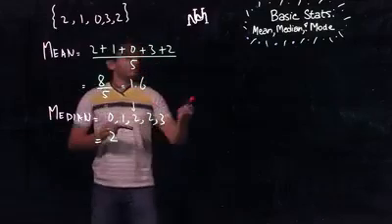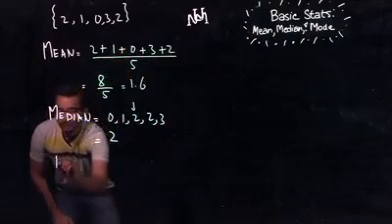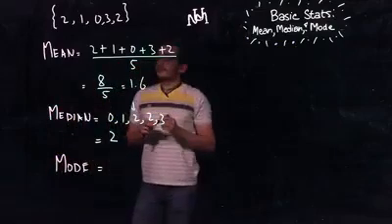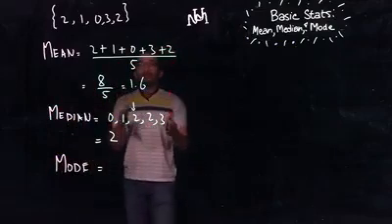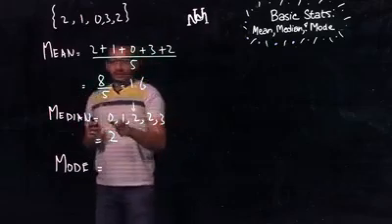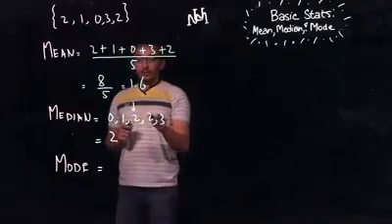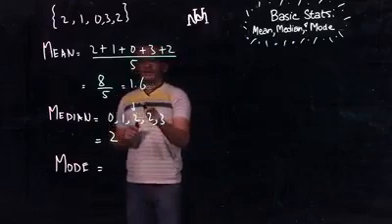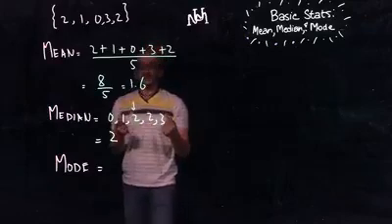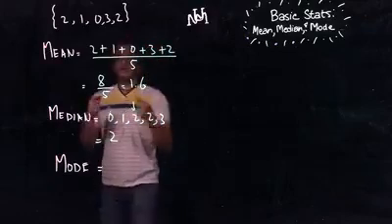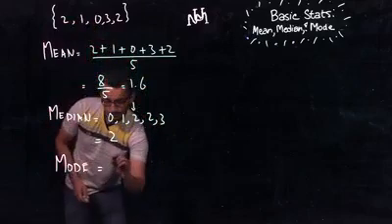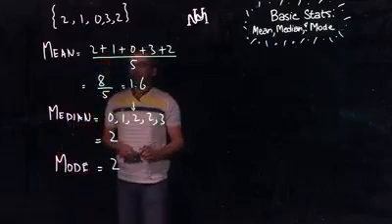The next thing that we have to do is calculate the mode. Mode is the most repeated number in a given sample. If you look at our sample, we have 0, 1, 2, 2, and 3. All the numbers are contained in the sample only once, except for the number 2, which is repeated twice. That makes it the most repeated number in our sample of test scores. So our mode is also equal to 2.